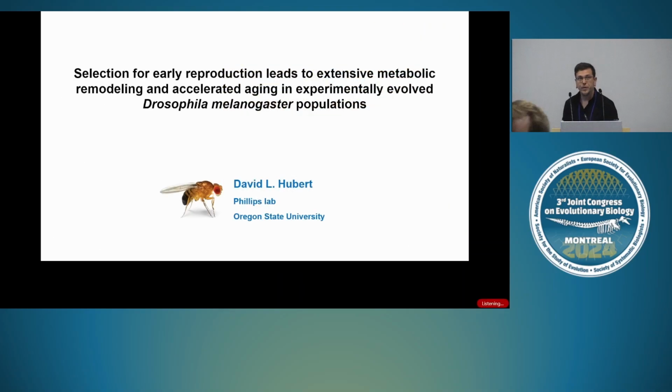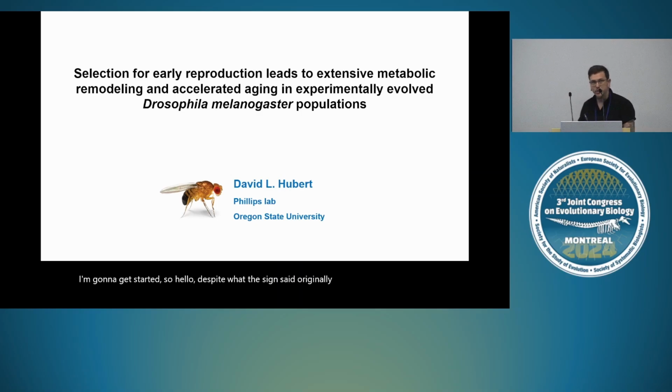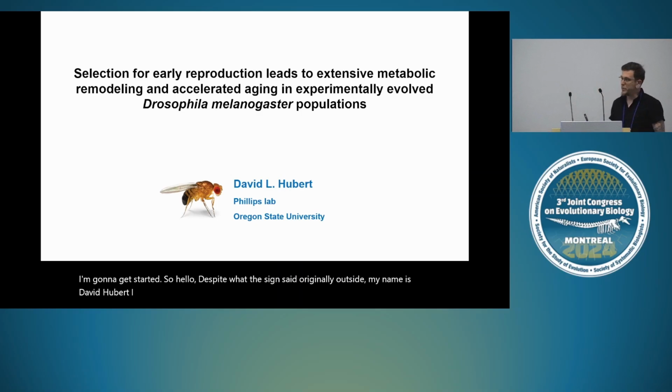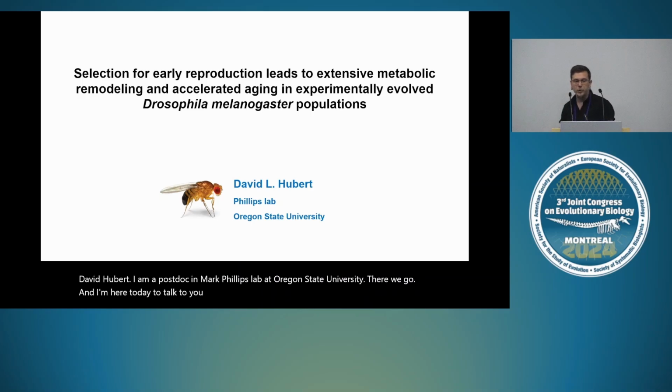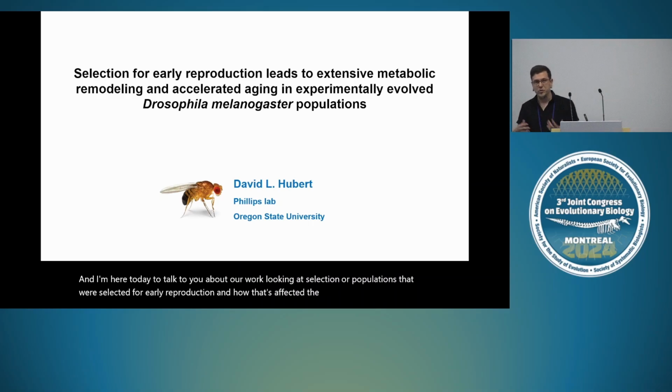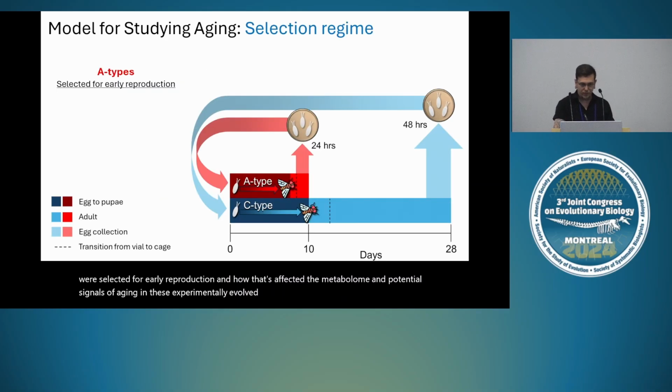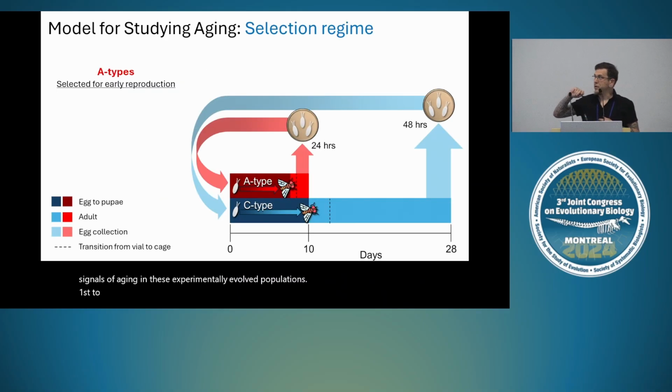Get started. So, hello. Despite what the sign said originally outside, my name is David Hubert. I am a postdoc in Mark Phillips' lab at Oregon State University. And I'm here today to talk to you about our work looking at populations that were selected for early reproduction, and how that's affected the metabolome and potential signals of aging in these experimentally evolved populations. So first, to talk a little bit about the populations that we're using.